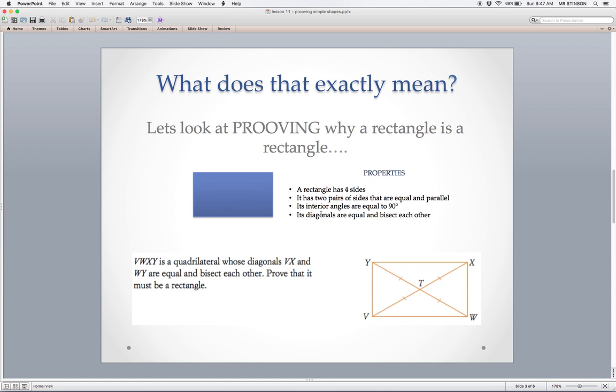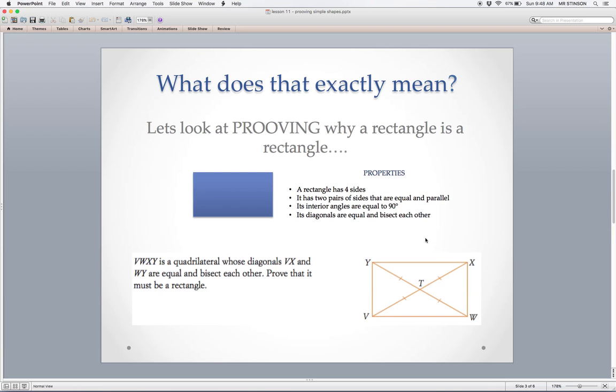Thirdly, its interior angles are equal to 90 degrees. So once again, we know that this is likely just by looking at the shape, but we can't say it's true without proving it. It hasn't given us the information to say that the interior angles in this shape here are 90 degrees. Lastly, that its diagonals are equal and bisect each other. Now, happily, the question here has actually told us that that is true, that the diagonals VX and WY are equal and bisect each other.